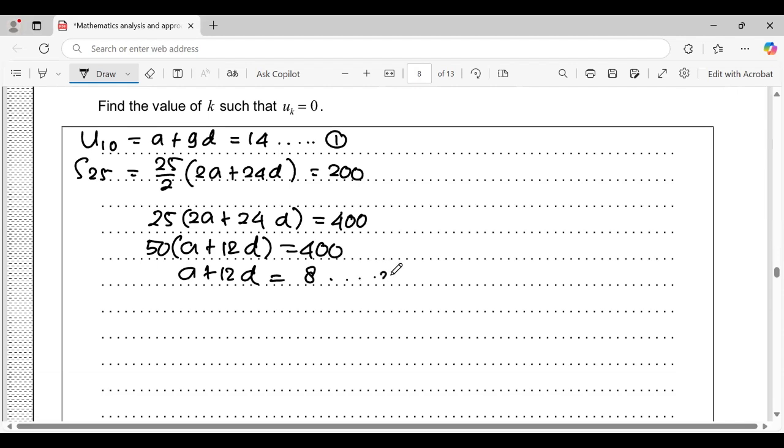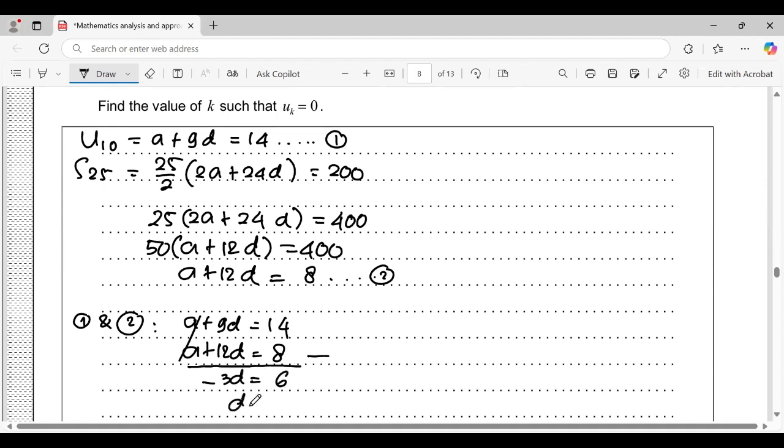This is the second equation. From the first equation and second equation: A plus 9D equals 14, A plus 12D equals 8. We are going to eliminate A. Subtracting, minus 3D equals 6. So D equals minus 2.